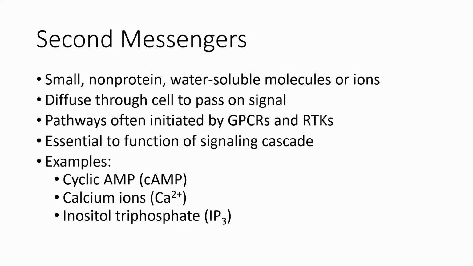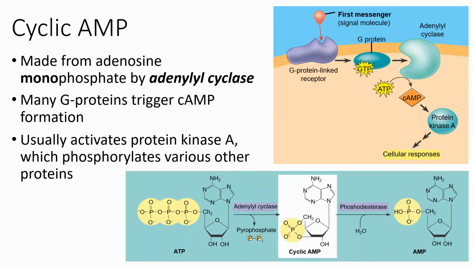There are three major ones we're going to take a look at. There's cyclic AMP, or cAMP. There are calcium ions, and then there's inositol triphosphate, or IP3. So cyclic AMP, the AMP should hopefully be a little familiar. That's adenosine monophosphate. So it's an adenine, a ribose, and a single phosphate attached.